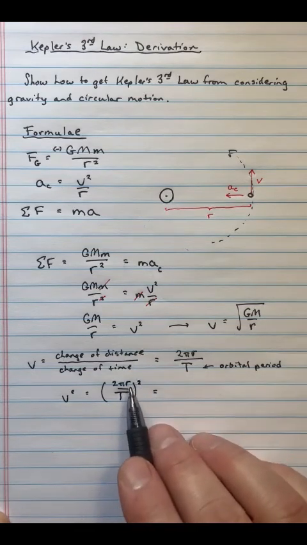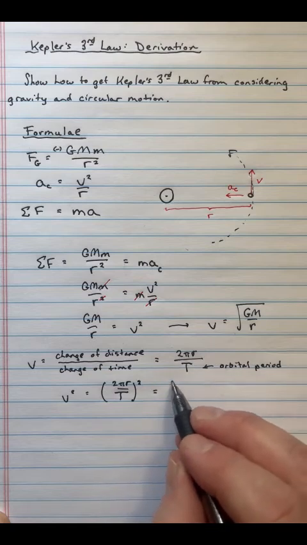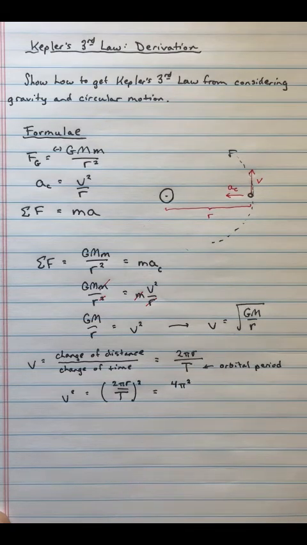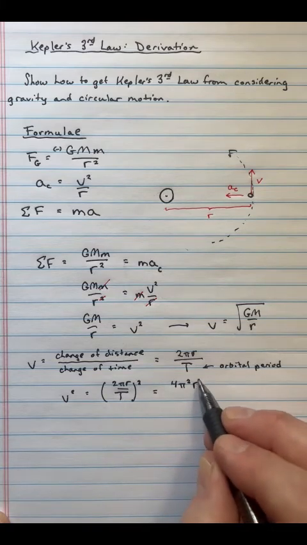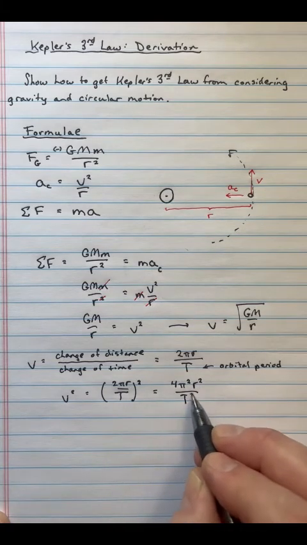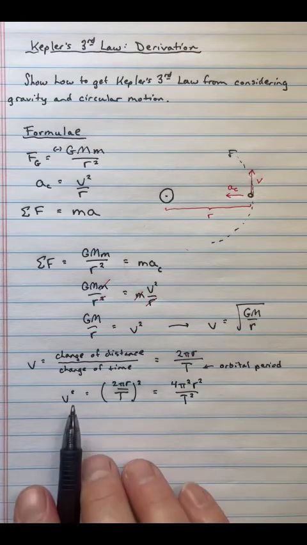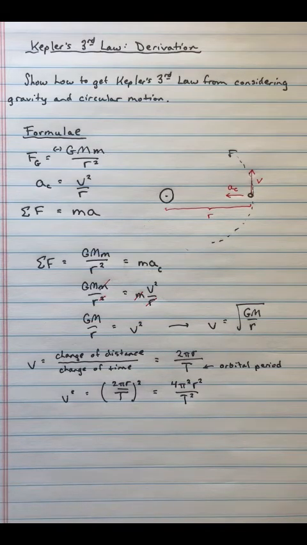Let's flesh this out a little bit more. 2 squared is 2 times 2 or 4, of course. I can just write pi squared and leave it as that. Then r squared divided by capital T squared, like that. And this tells you there's a relationship between v and T as well, if you look at it carefully.